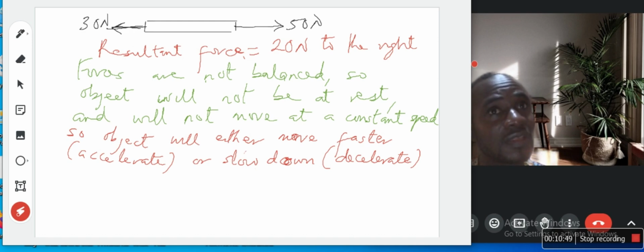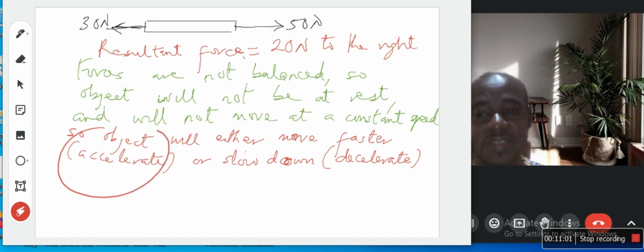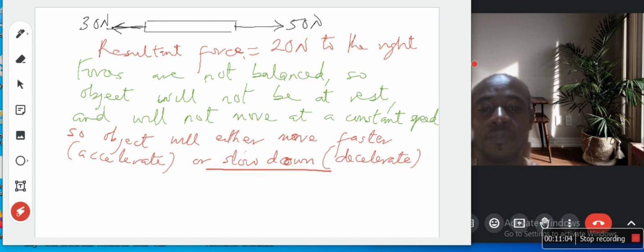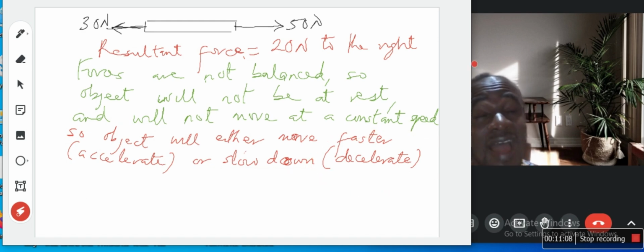Did you get that? Yes, sir. The object will not do what? Move with constant speed. The object will either move faster. Look at what I'm circling here. When an object moves faster, we say it accelerates. Or the object will slow down, we say it decelerates. That's when the forces are not balanced, or when they are balanced?